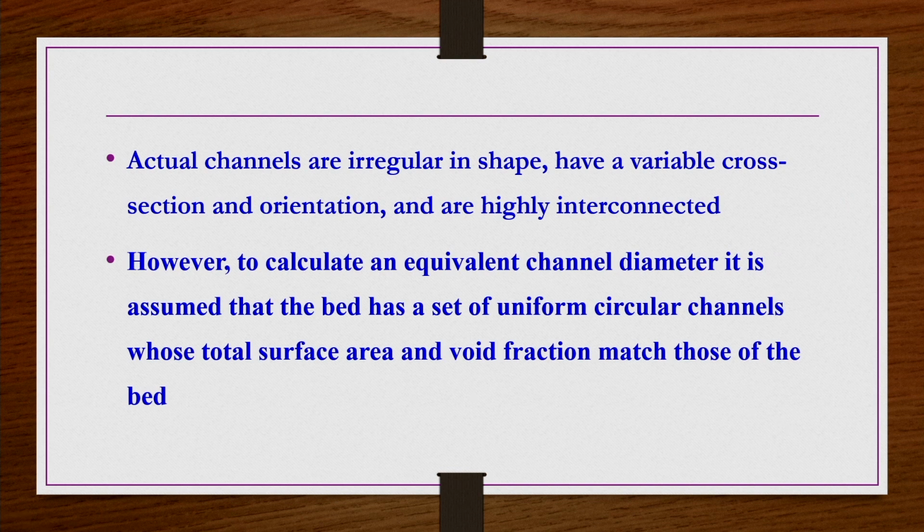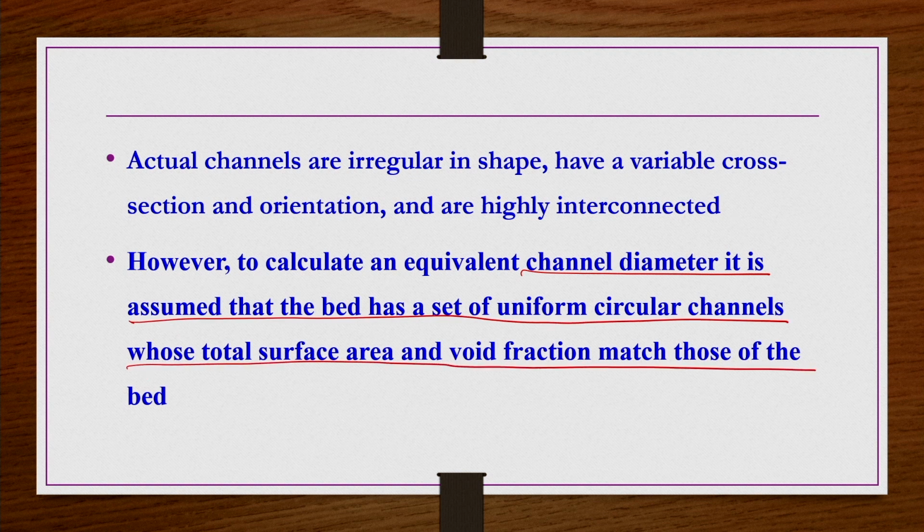So, how to calculate pressure drop? Calculate an equivalent channel diameter. It is assumed that the bed has a set of uniform circular channels whose total surface area and void fraction match those of the bed.